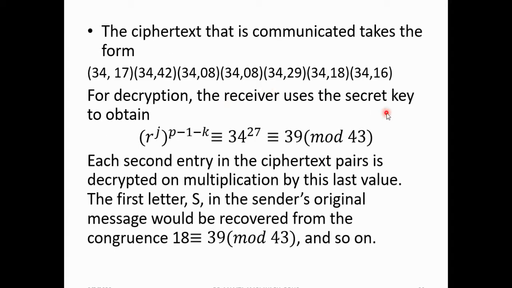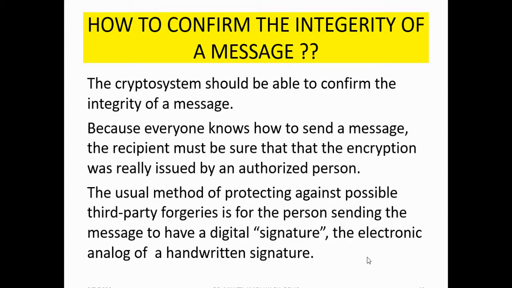Then decryption, the receiver uses the secret key. So R to the power j to the power p minus 1 minus k will be 34 to the power 27, which is congruent to 39 modulo 43. So each second entry in the ciphertext, that is this 42, 8 like this, each second entry in the ciphertext pair is decrypted on multiplication by this last value. The first letter S in the sender's original message would be recovered from the congruence. 18 is congruent to 39 modulo 43, and so on.